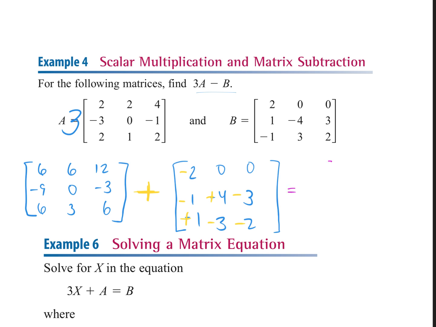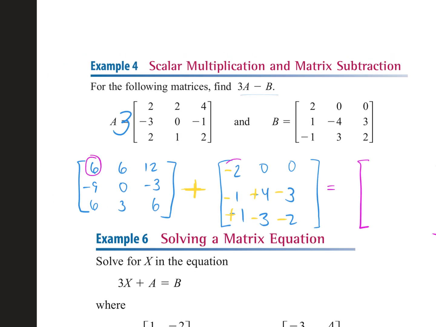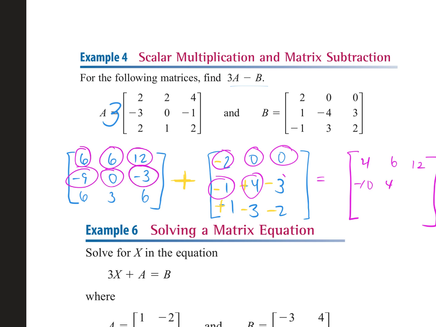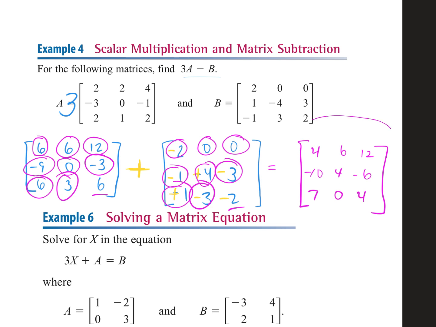So what is the result after we multiply A by 3 and then subtract? What is 6 plus negative 2? 4. What is 6 plus 0? 6. What's 12 plus 0? 12, right? Negative 9 and a negative 1 is negative 10. 0 and 4 is 4. Negative 3 and a negative 3 is negative 6. 6 and 1 is 7. 3 and negative 3 is 0. And 6 minus 2, or 6 plus a negative 2, is 4. So that would be your answer.